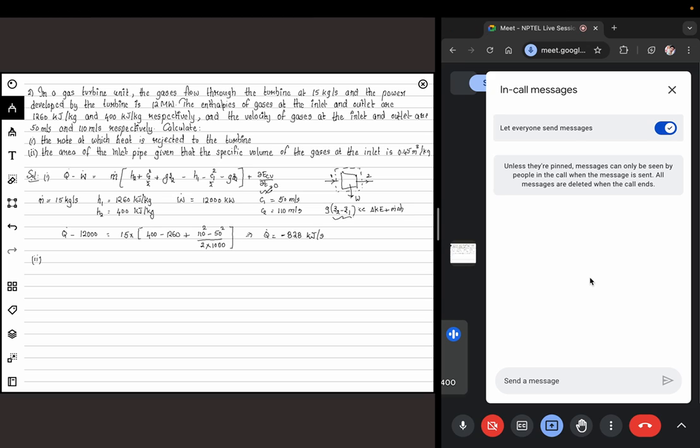We know m dot, so m dot can be written as rho 1 A1 C1, where C is your velocity. Since the inlet specific volume is given, this can be written as A1 C1 by v1, and we are required to find A1. We know all of these values: m dot is 15 kilogram per second, the initial specific volume is 0.45, and the initial velocity is 50 meter per second.